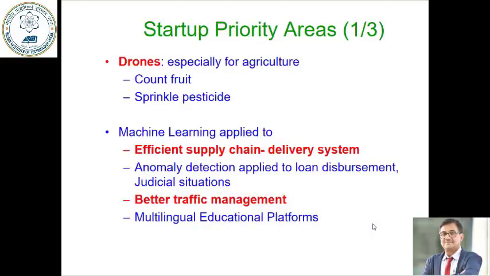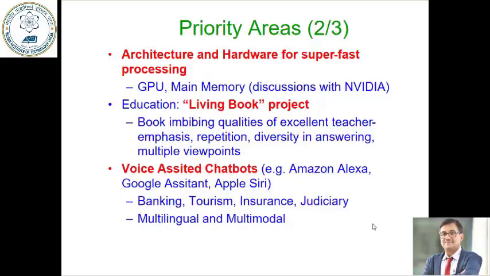Now there are some startup priority areas. There are drones, especially for agriculture, like counting of fruit, sprinkling pesticide, machine learning applied to efficient supply chain delivery system, anomaly detection in loan disbursement, judicial situation, better traffic management, multilingual education platform. Then architecture and hardware for superfast processing, GPU, main memory. NVIDIA, for example, is in the hardware space, Intel also, and it is their platform which are giving power to AI problem solving.